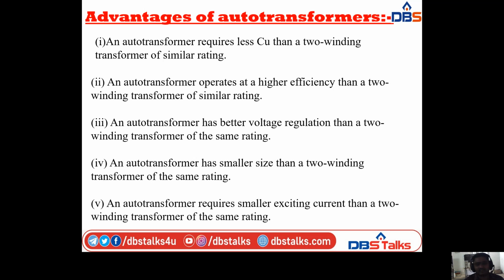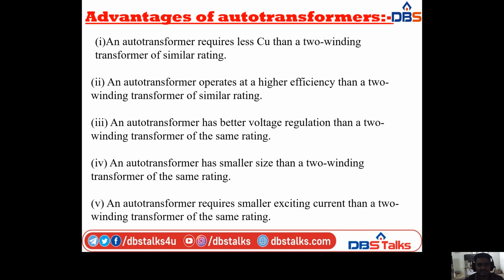So coming to the advantages of auto transformers. An auto transformer requires less copper than a two-winding transformer of similar rating. An auto transformer operates at a higher efficiency than a two-winding transformer of similar rating. It has better voltage regulation than a two-winding transformer of the same rating, has smaller size, and requires a smaller excitation current. So these are the advantages of auto transformers.